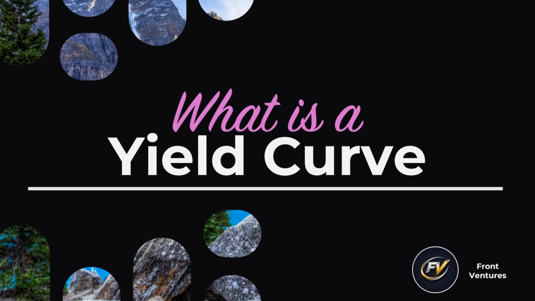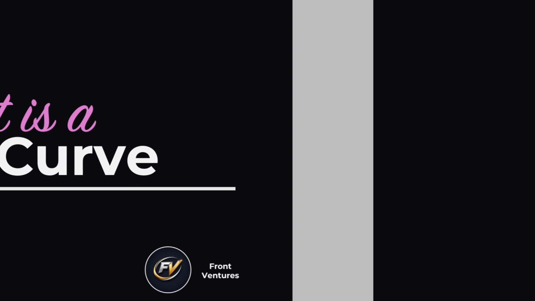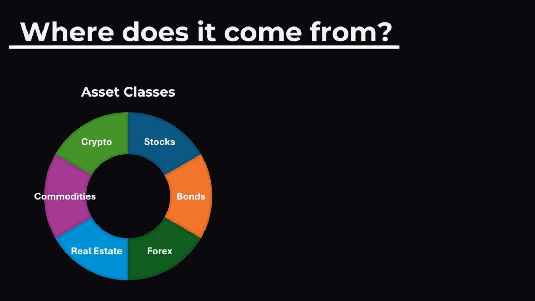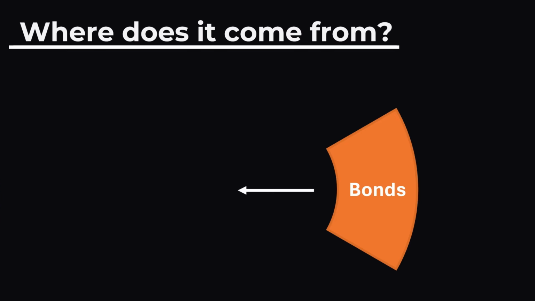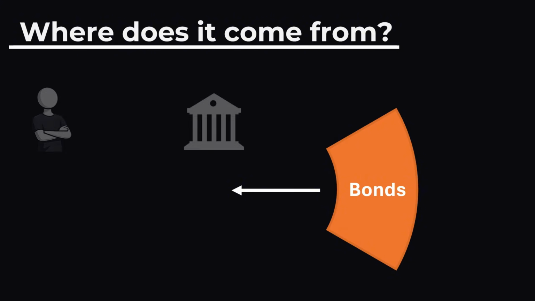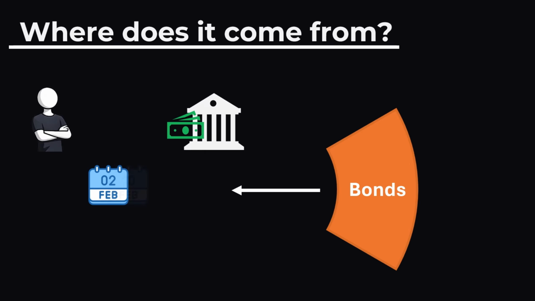Before we can fully understand what a yield curve is, we first need to look at where it comes from. In financial markets, there are several major asset classes: cryptocurrencies, stocks, commodities, real estate, foreign exchange, and bonds. The yield curve specifically belongs to the bond market. So, what exactly are bonds? A bond is essentially a loan. When you buy a bond, you're lending money to a government or a company. In return, they promise to pay you back your initial investment after a certain period of time, plus interest.